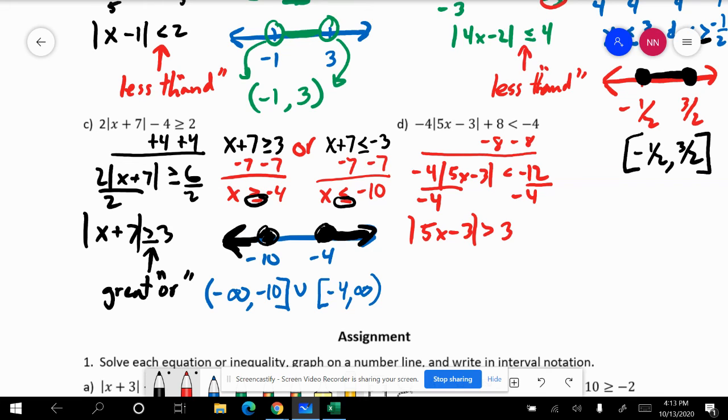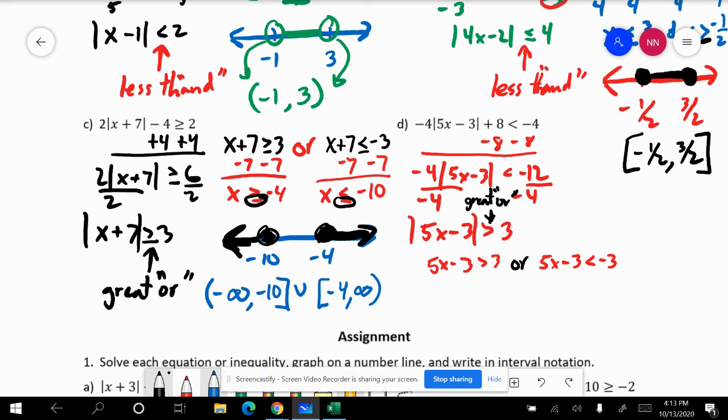Now we're going to write our two inequalities, one where 5x minus 3 is greater than 3. The other one is 5x minus 3 is less than negative 3. We have to decide if this is an and or an or. This right here is greater, so we know it's an or statement.